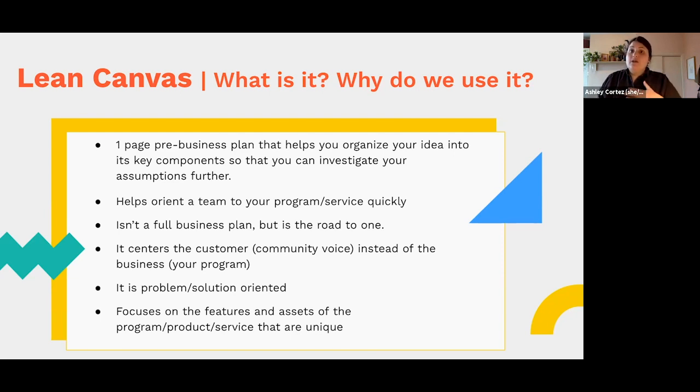We're not going to work on a business plan for y'all. That's not the outcome of this fellowship. But we want to get you to a place where, if you wanted to create a full business plan, you have many of the component parts. It centers the customer and community voices instead of the business, which is your program, and it is problem and solution oriented, so it's about defining those solutions. Last, it focuses on the features and assets of the program, product, or services that are unique. What is the thing you're going to do that makes you so unique that people will want to be a part of it?